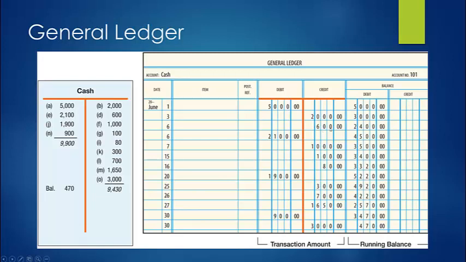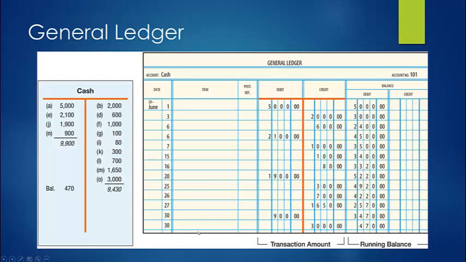Okay, then we made another payment for $600. So $3,000, the previous balance, less the $600 payment. So we have a debit and a credit. We're going to subtract the two, and we've got a resulting balance of $2,400. Now we have another deposit, or an increase, for $2,100. So we have a debit balance of $2,400 and another debit of $2,100. So we're going to add the two debits and we get a debit.